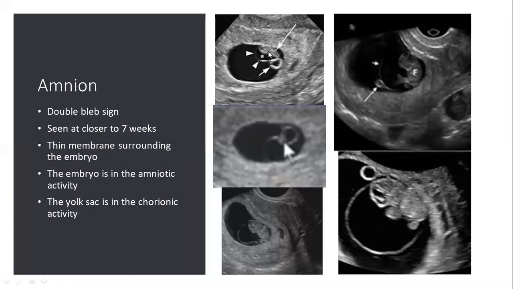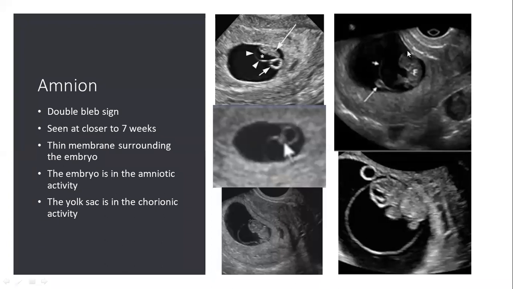With time, the embryo continues to develop. As you can see now at this stage, it's a bit bigger. You can even appreciate where the crown of the embryo is and the rump. We still have our yolk sac.